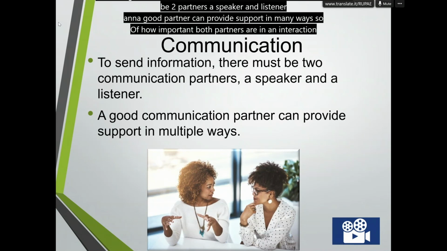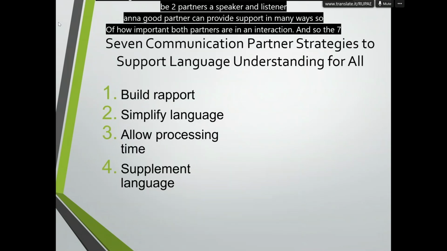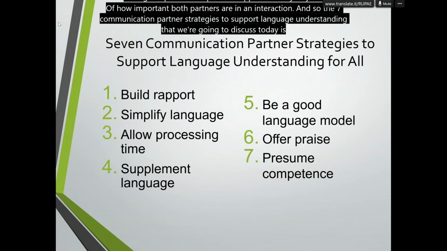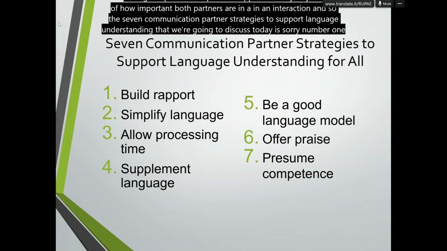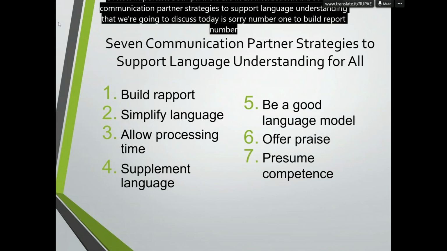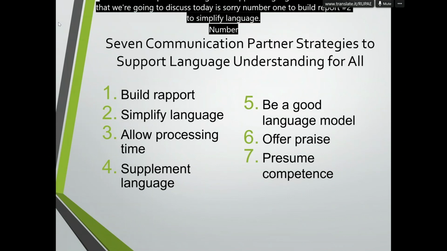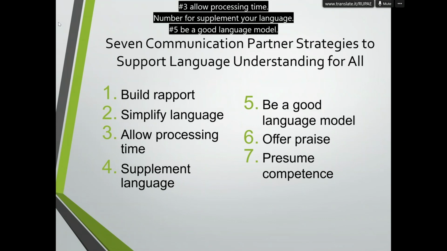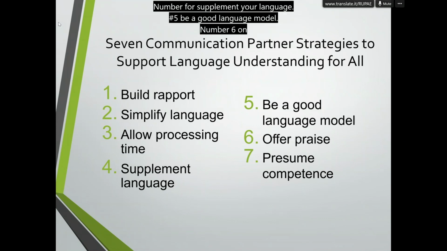And so the 7 communication partner strategies to support language understanding that we're going to discuss today is: number 1, to build rapport; number 2, to simplify language; number 3, allow processing time; number 4, supplement your language; number 5, be a good language model; number 6, offer praise; and number 7, presume competence.